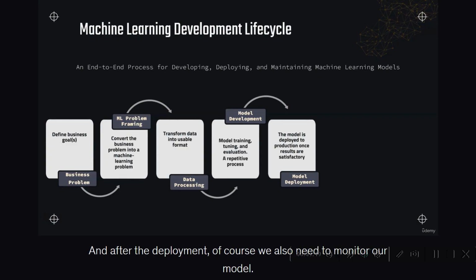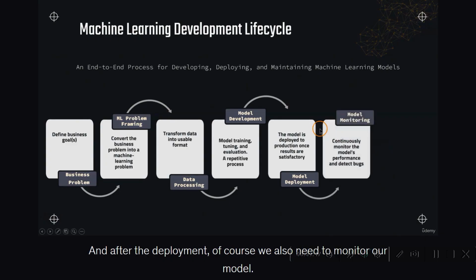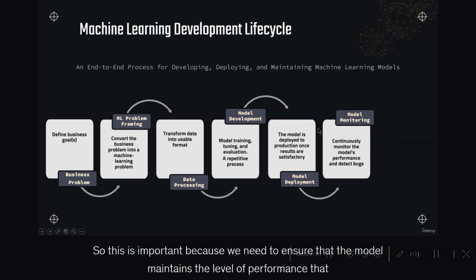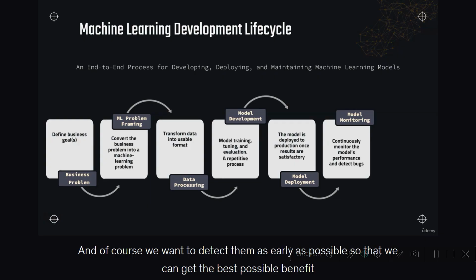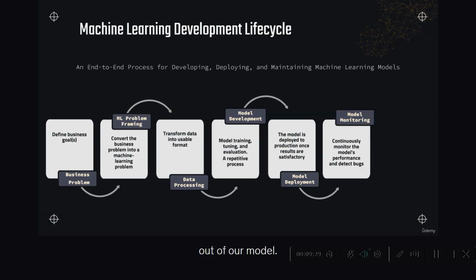And after the deployment, of course, we also need to monitor our model. So this is important because we need to ensure that the model maintains the level of performance that we have maybe defined in our requirements, because sometimes we have some issues, and of course we want to detect them as early as possible so that we can get the best possible benefit out of our model. And of course, this machine learning lifecycle is a repetitive lifecycle.